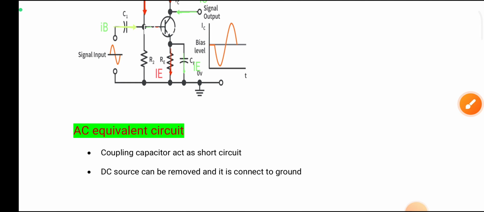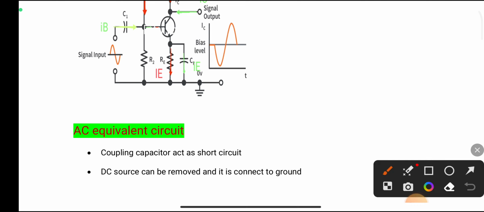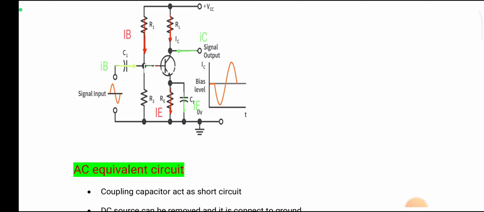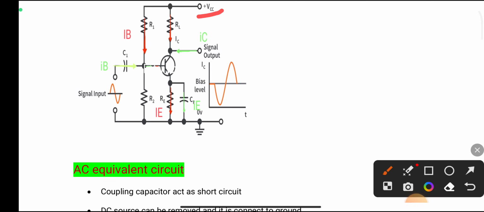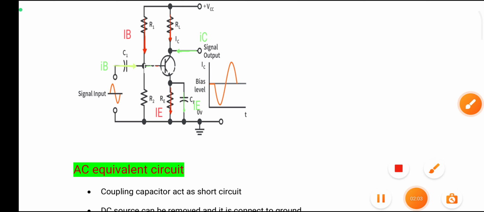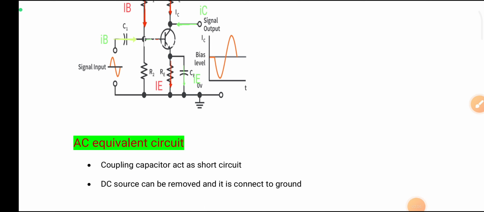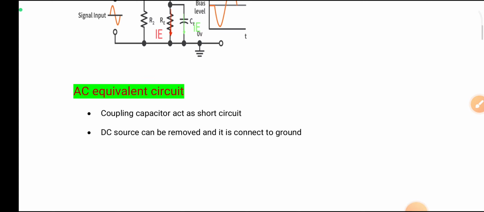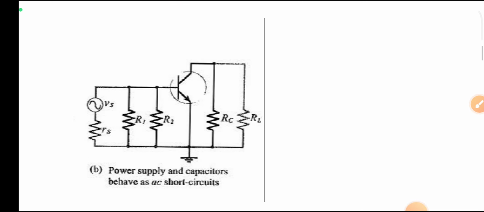Another change is that the DC source can be removed and connected to ground. So here there is a DC source connected. DC sources can be removed and connected to ground. After these changes we get this type of circuit. So this is a small signal amplifier, and this is the AC equivalent circuit.